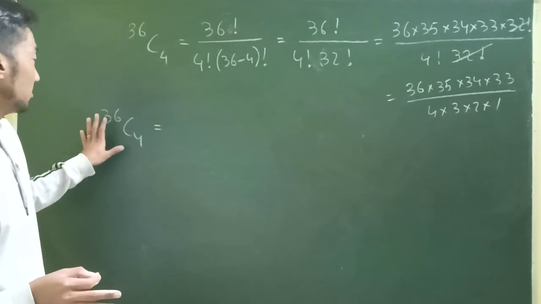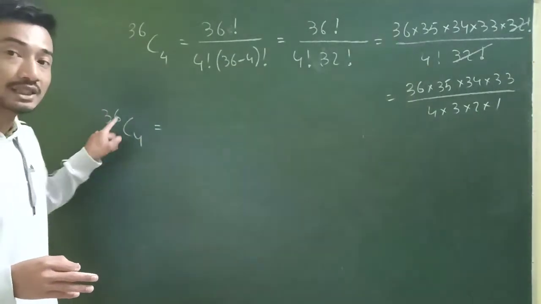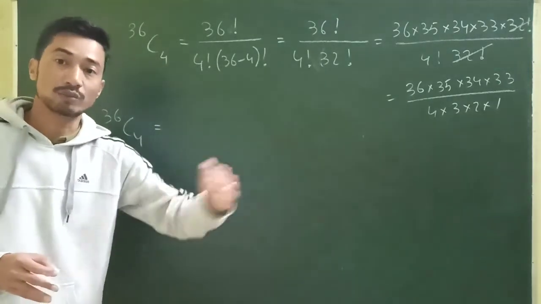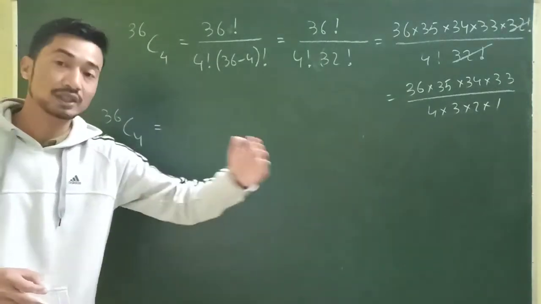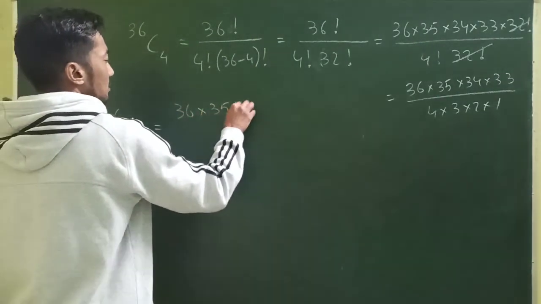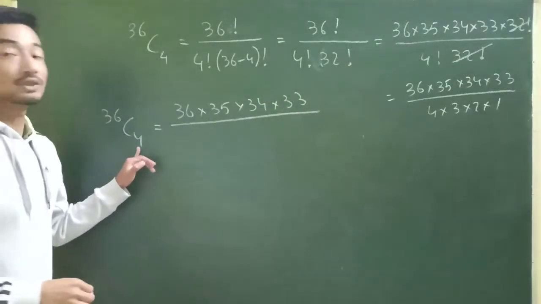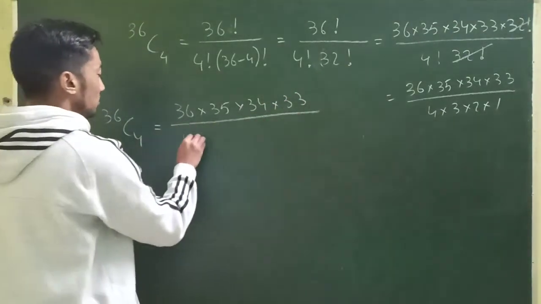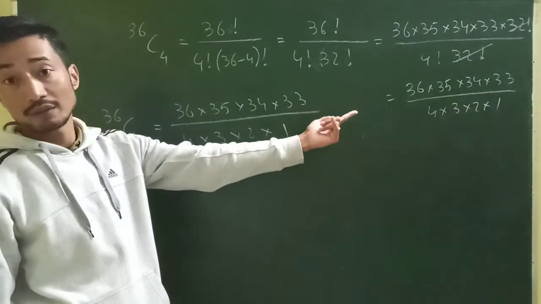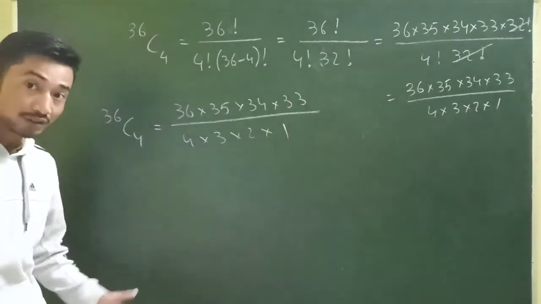That is, when you have, for example, 36C4, you expand 36 four times. Of course, in sequence, factorial notation, so it will decrease by 1 each time. 36, 35, 34, 33, 4 times. 36 into 35 into 34 into 33 divided by the factorial of 4, 4 into 3 into 2 into 1. Got that, no?